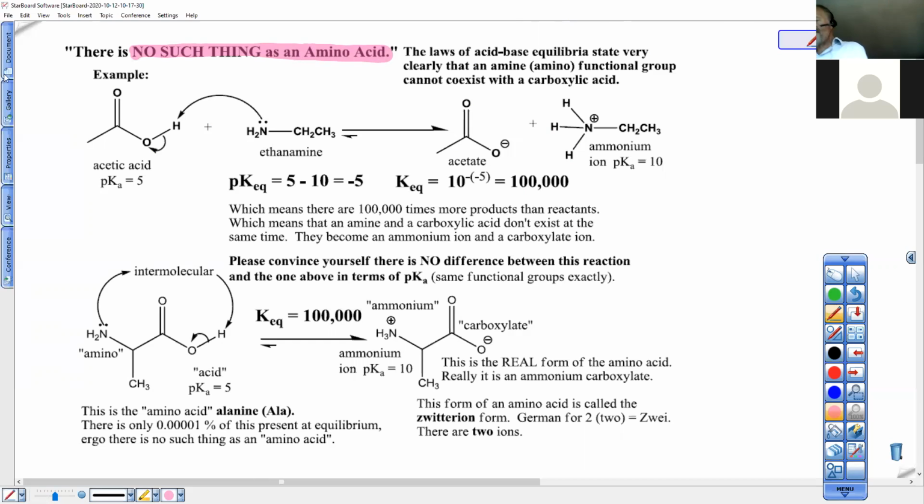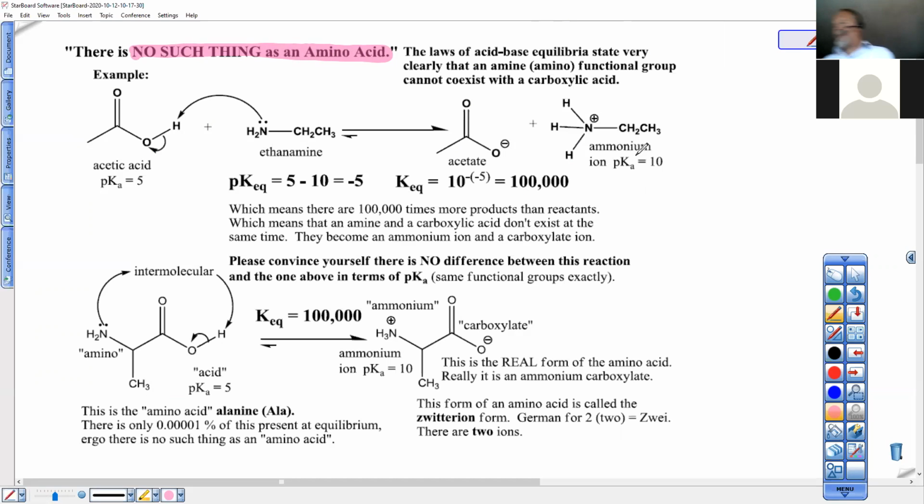Here I started with a carboxylic acid and a normal amine, and I did all my stuff. I did acid-base reaction. This lost a proton. It became an acetate ion. You remember that ion, don't you? This gained a proton and became an ammonium ion. Yeah, ammonium ions don't have to be NH4 plus. They can have carbon groups as well, with a pKa of 10.